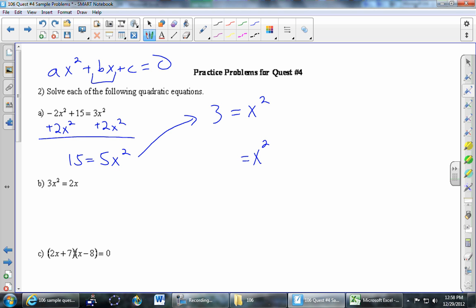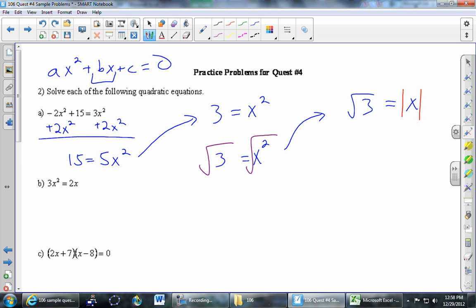I'll put x squared equals 3, and then I'll stick in the square root symbol in another color. And then we're just about done here. Square root of 3 is that. Square root of x squared is x. Not quite. It's actually the absolute value of x.